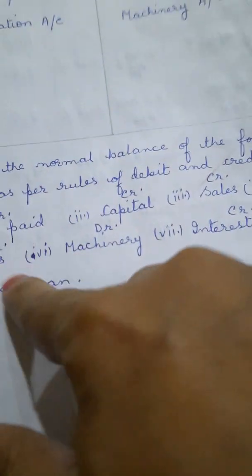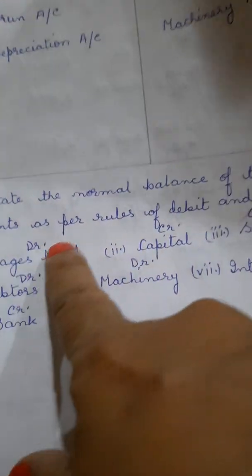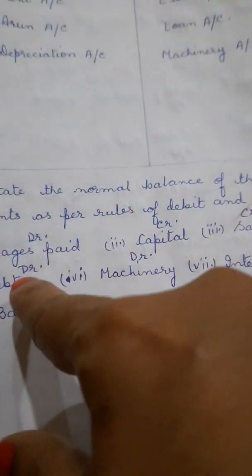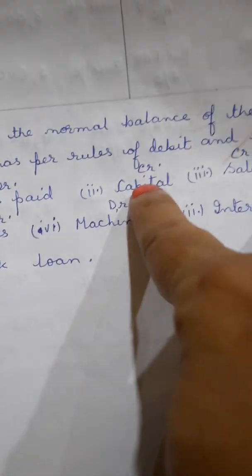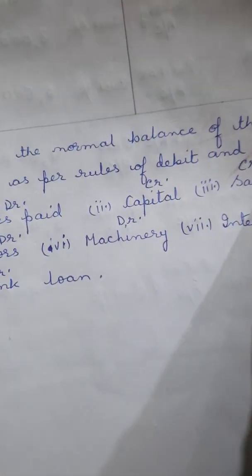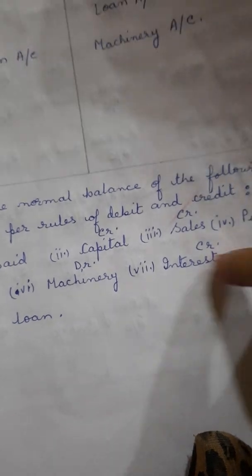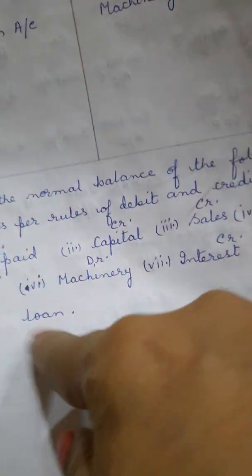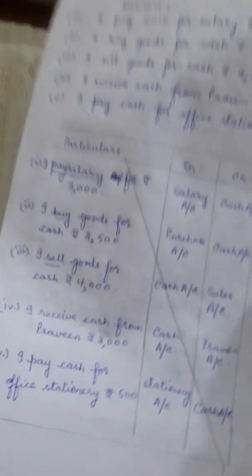One more example: state the normal balance of the following accounts as per the rules of debit and credit. Wages paid, what is this? This is debit. Capital credit, sales credit, purchases debit, debtors debit, machinery debit, interest credit, interest received credit, bank loan credit. So these are the things we have to keep in mind, and these are the basic steps to proceed for the accounts.